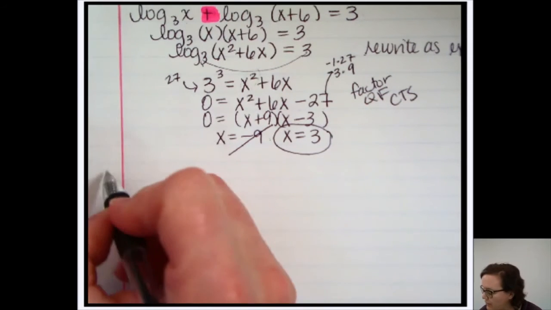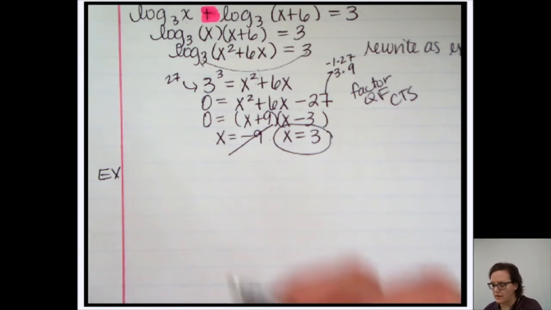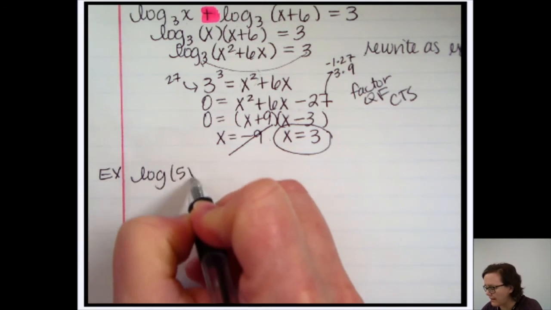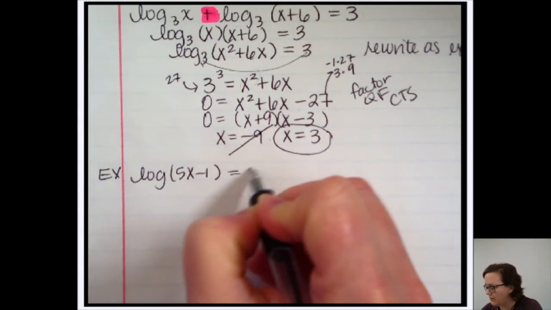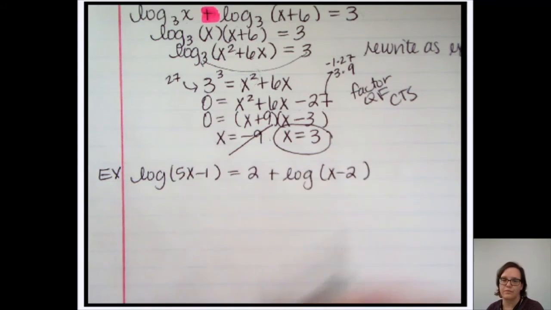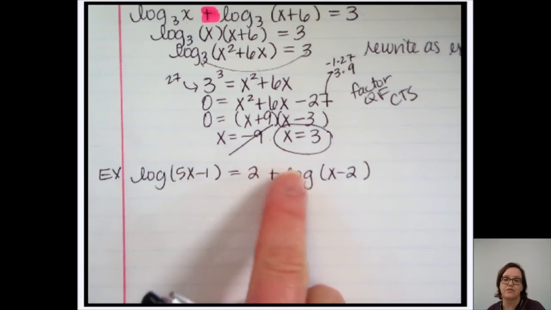Okay, so let's see if we can do another one. So what about log of 5x minus 1 is equal to 2 plus log of x minus 2. Okay. So again, this one has two logs and they're on opposite sides, which is great, except for the 2. Okay, that does mess things up. We can't just drop our logs.